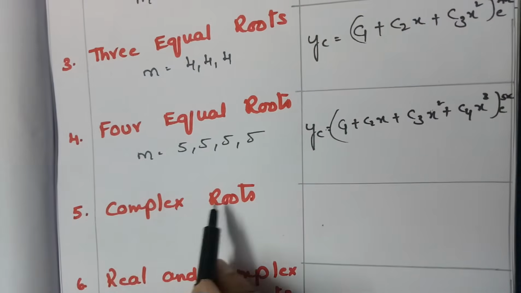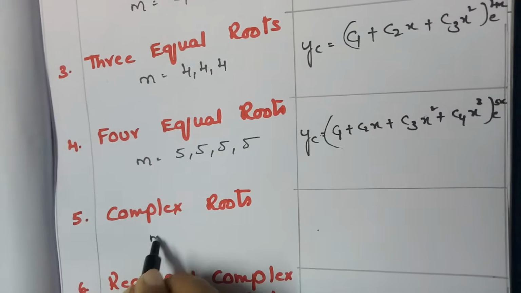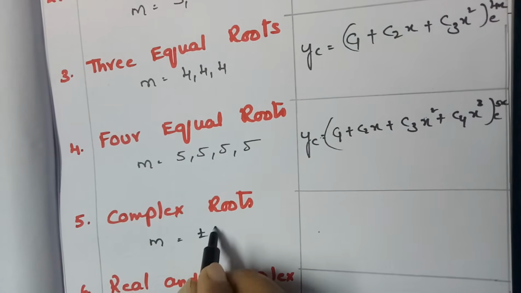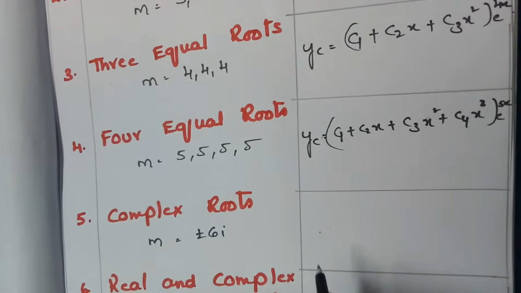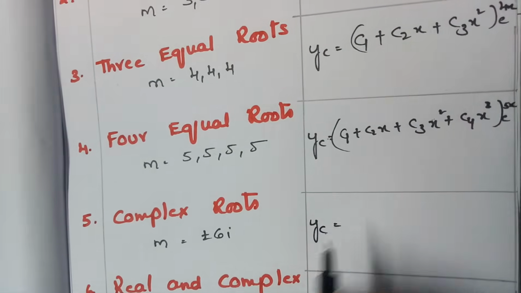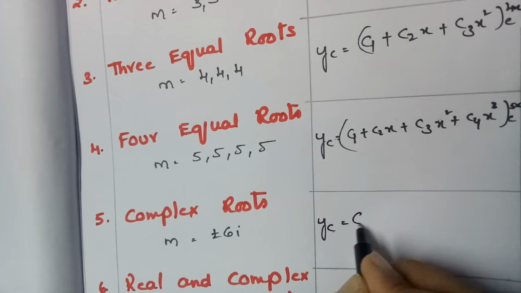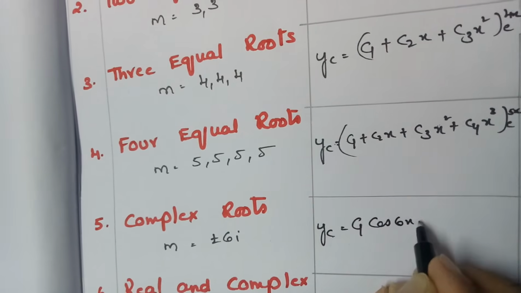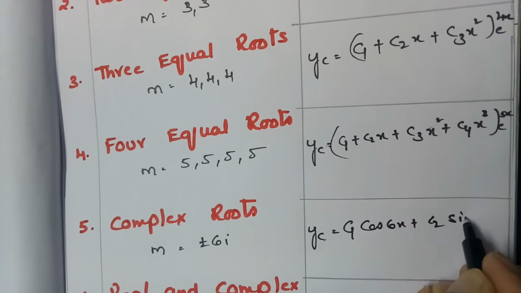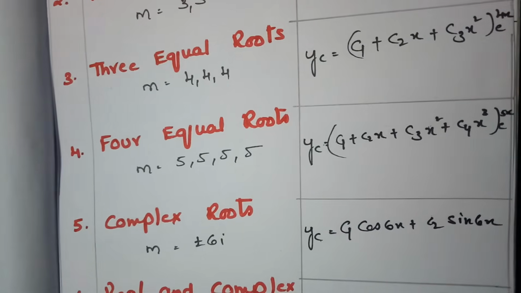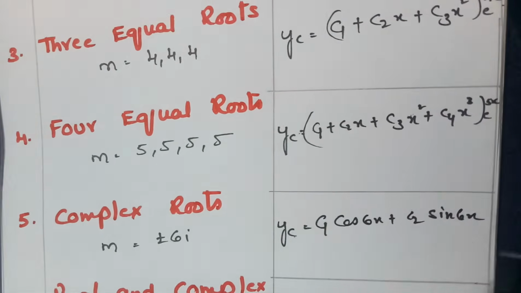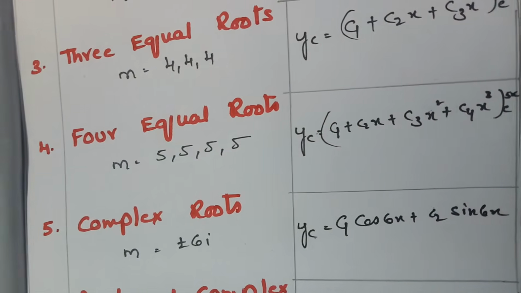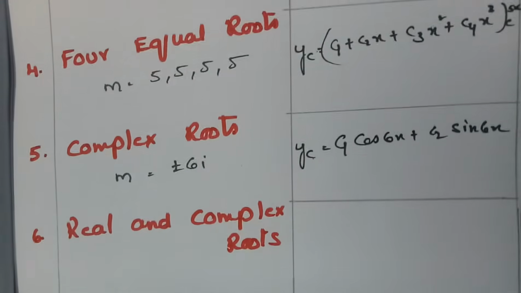So if I get complex roots, see, if I get the complex roots as plus or minus 6i, then how to write this complementary function? Then yc is equal to c1 cos 6x plus c2 sin 6x. This is how we have to write if I get complex roots.